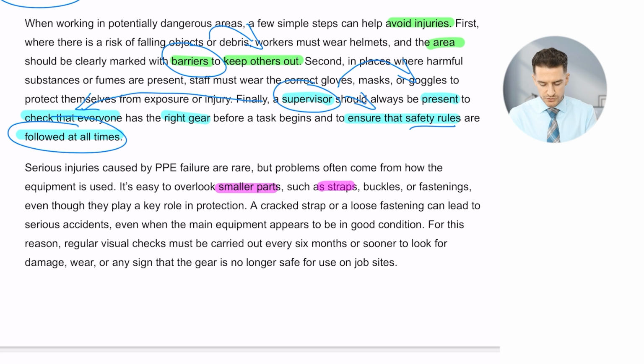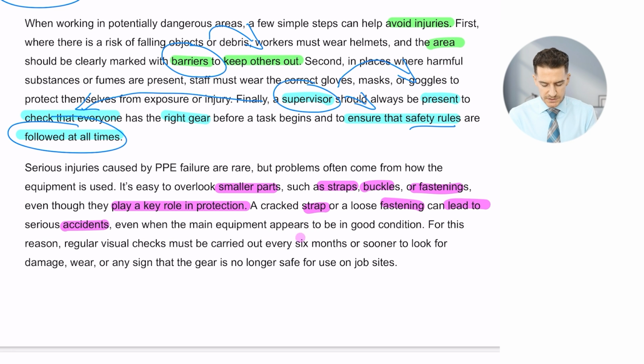So smaller parts, straps, buckles, fastenings play a key role in protection. Okay, so remember we're looking for the result. Let's keep going. A cracked strap or a fastening can lead to. Okay, lead to is another way to talk about a result. Serious accidents, even when the main equipment appears to be in good condition.